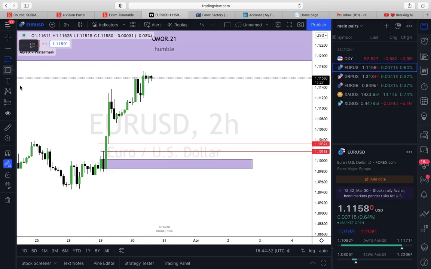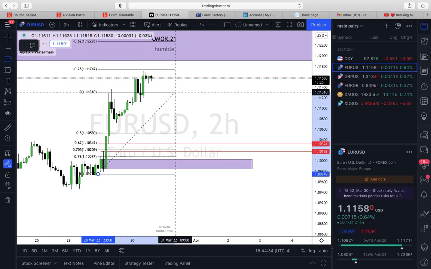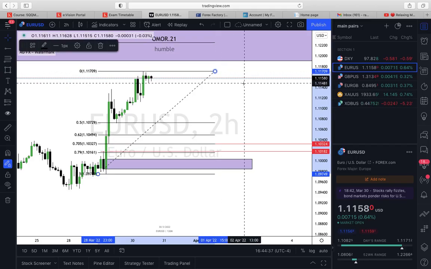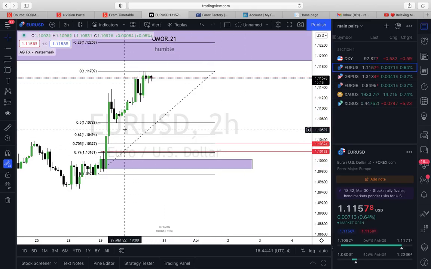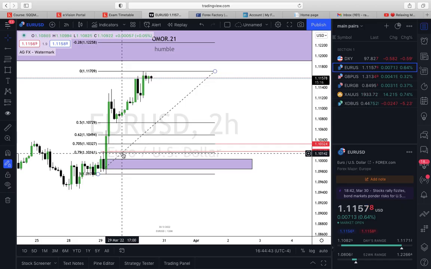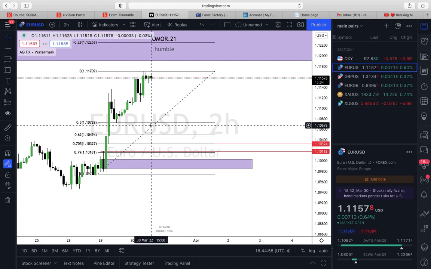Because remember, if you look at the premium and discount, all of this imbalance and the order block is all discount. It's all below the 50. So this is where logic and framework comes in. This is where time and price comes in.